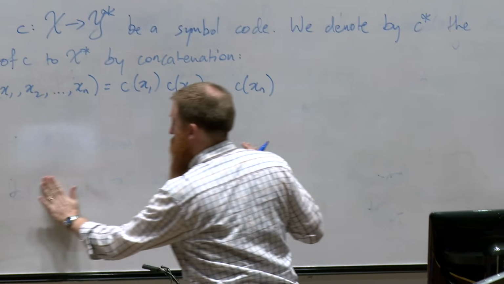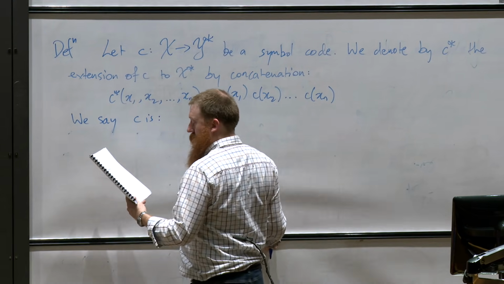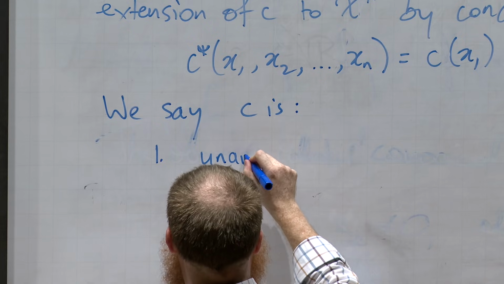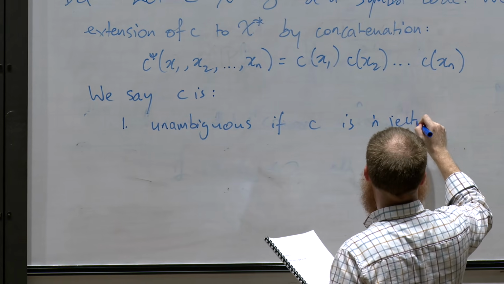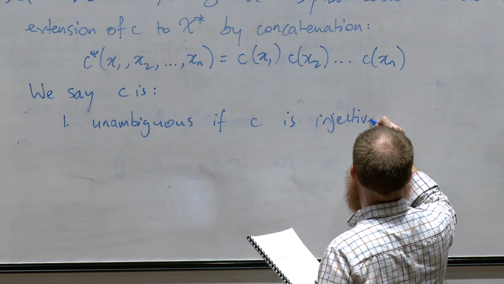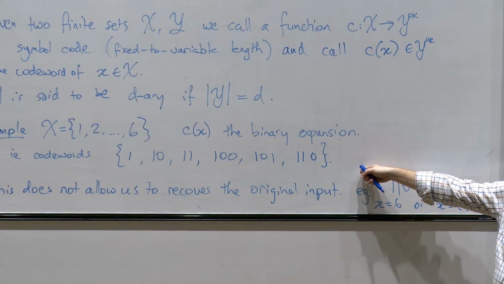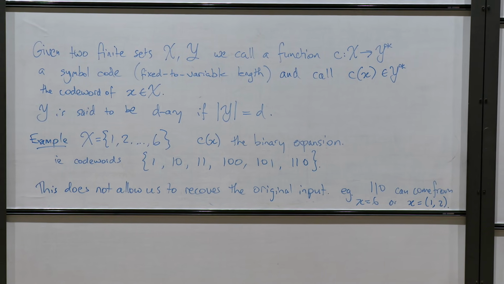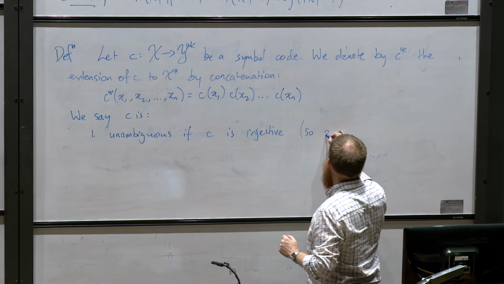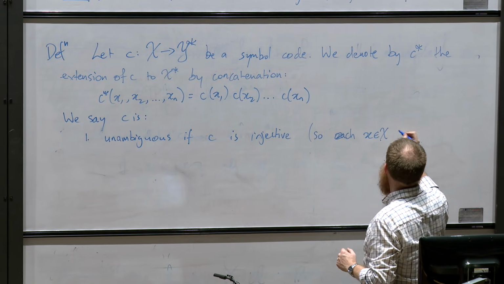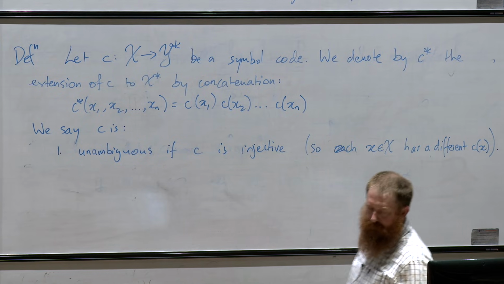Okay. So we say C is, so three options, unambiguous, if C is injective. Okay, so here this is unambiguous. C is injective. Every input has a distinct output. But that's only at the level of C. It's only at the level of what happens to a single input. So each x in X has a different C of x. So that's an unambiguous code.